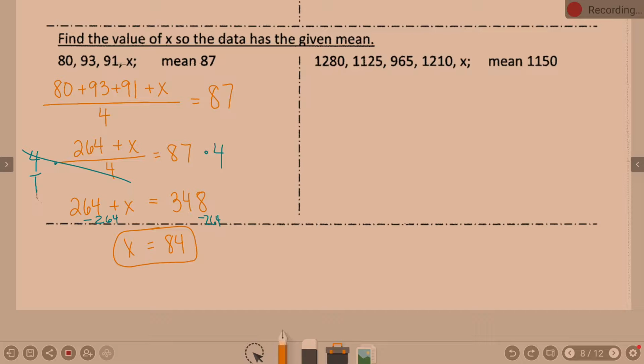Although I'm not sure why you'd want an 87 average. That's like really high B, but not a B plus. I don't know. Obviously, that doesn't really go with the problem I made up, but okay.